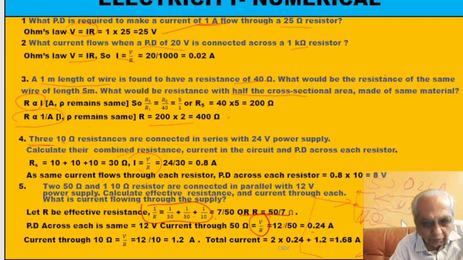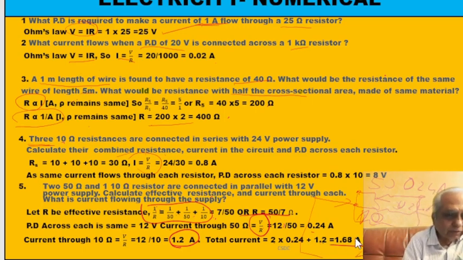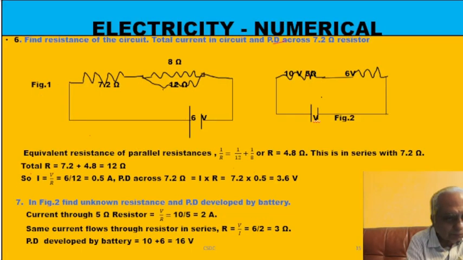Now we will find the current through 10 ampere. Through 10 ampere, current would also be V upon R. So 12 upon 10, so I will get 1.2 ampere. So total current that comes is 1.2 plus 0.24 plus 0.24. So I have written 2 multiplied by 0.24 plus 1.2, so we will get the answer as 1.68. Is it alright? You can note down this. Then we will go to the next sum.